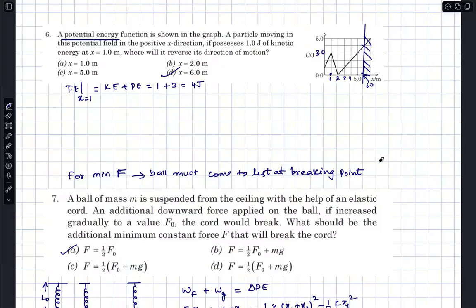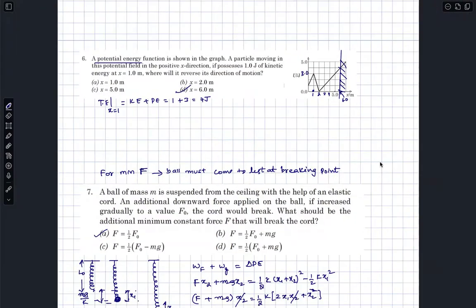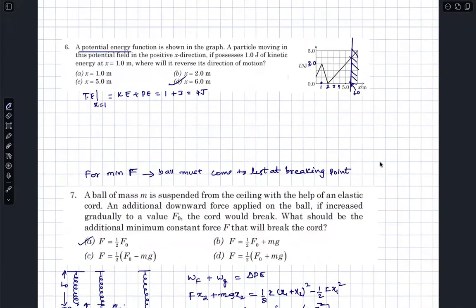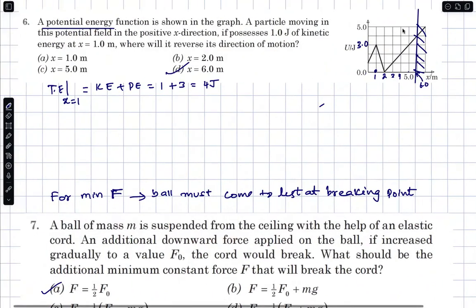You can see that you have a graph here. The graph suggests that potential energy as a function of something was given to you.